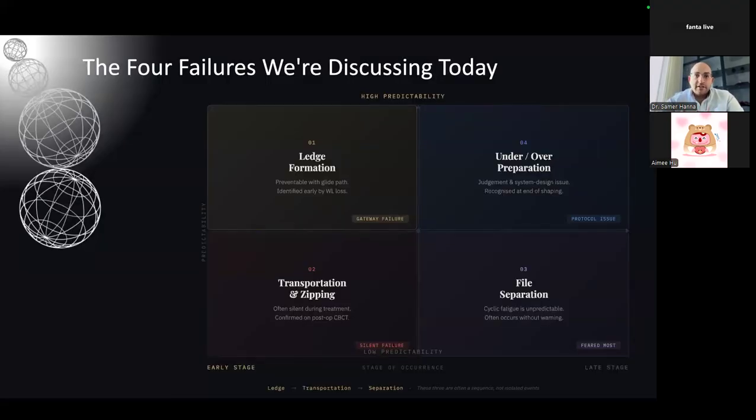The list of failures in endodontics is big, and to look at them all in the same lecture would be a little bit hard. But today we are going to concentrate on 4 specific failures, okay? And this table is called the Eisenhower matrix, or a 2x2 matrix table. This is very good in explaining the probability versus the stage of occurrence of each of those failures. So first, for example, we have the ledge formation. This is the higher probability and the early stage of occurrence. And then we go later on to the other failures.